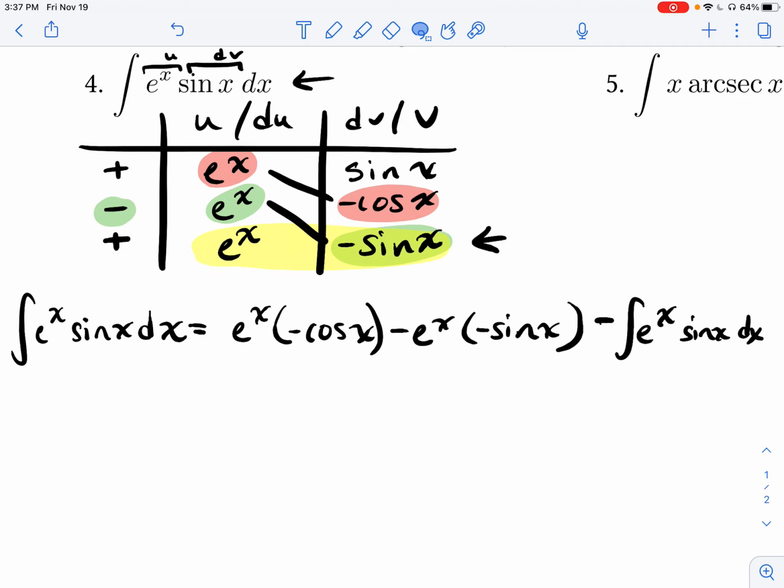So we can see how we're going to be stuck in a loop. I'm going to do integration by parts again for this, and I'm going to keep on getting the same terms over and over. So how do we work around this? How do we break out of this loop? Well, the answer is just algebra.